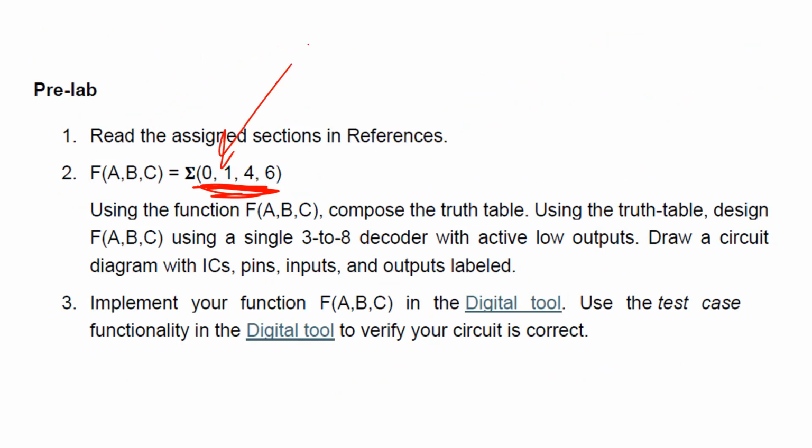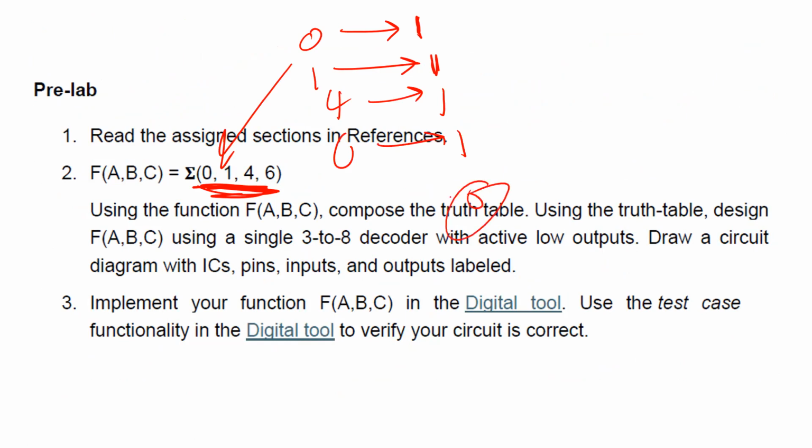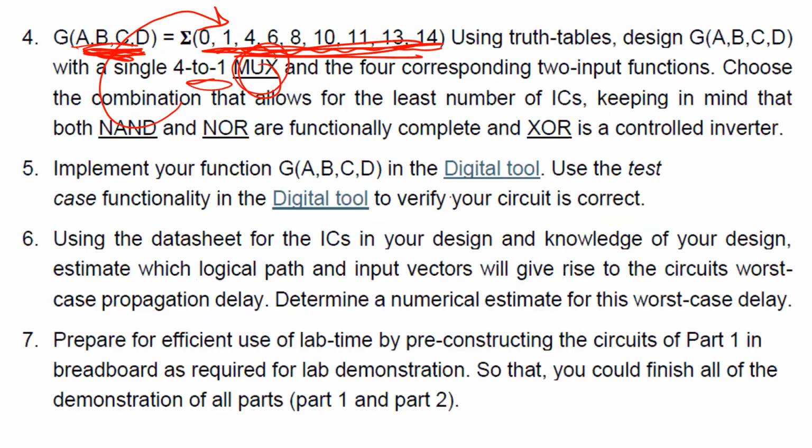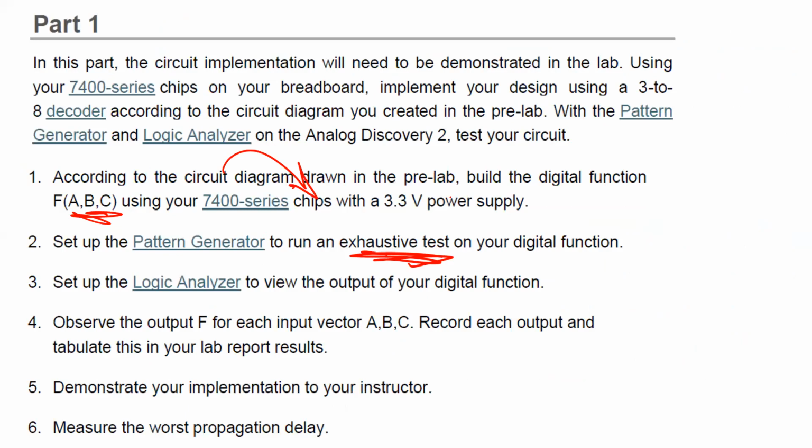If your implementation is giving this function, you know what it means? It means when the input is 0, I get 1. When the input is 1, I get 1. When the input is number 4, I get 1. When the input is number 6, I get 1. Any other input, I get 0. If this is the case, the implementation is correct. So here I just ask you to implement it and make sure it's correct.